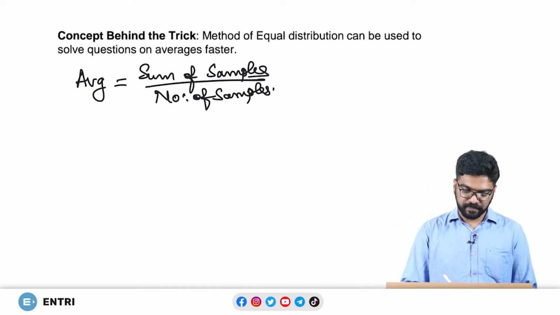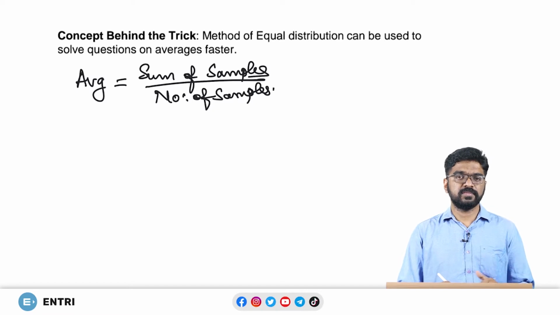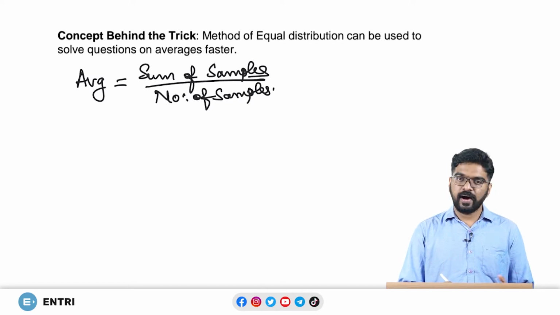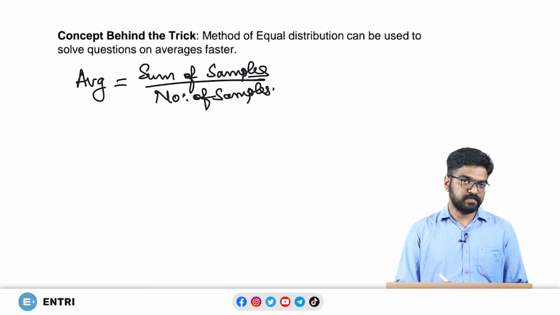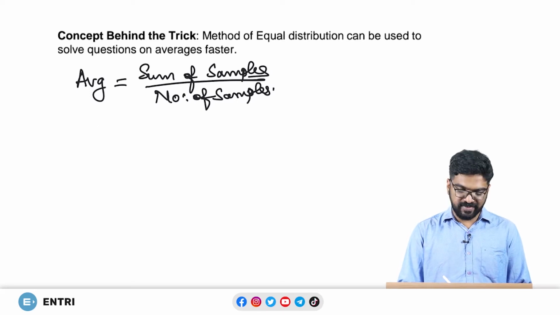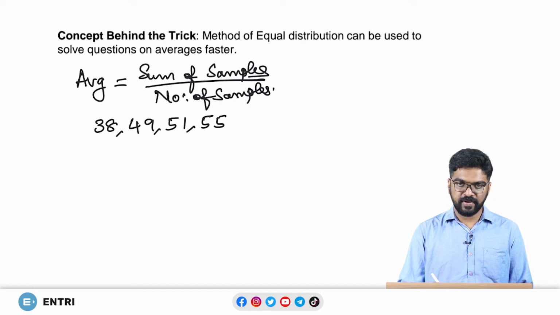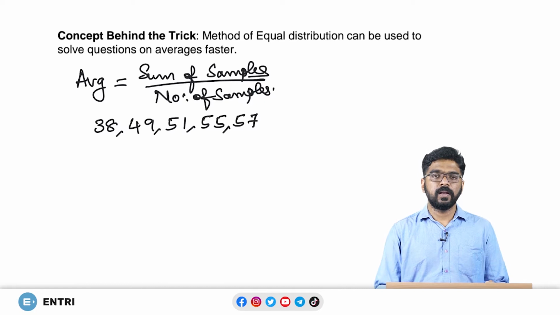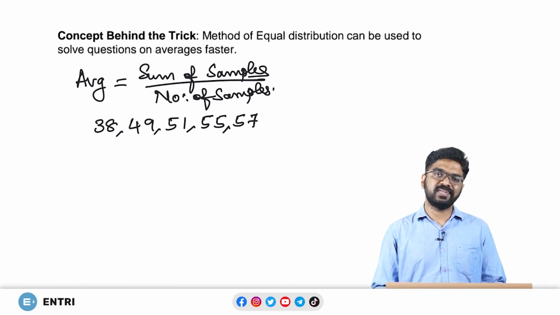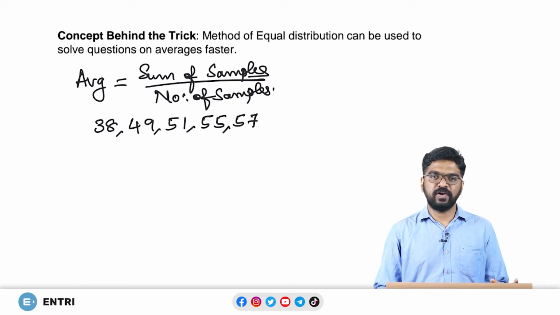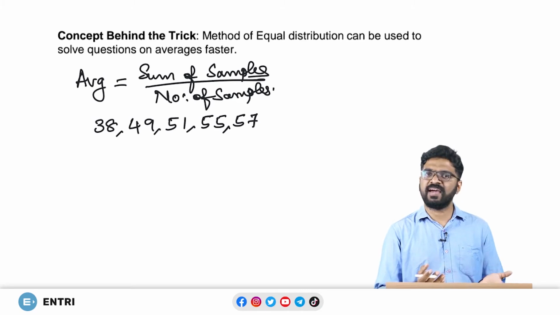Say suppose 5 different friends are having chocolates with them. Say one person is having 38 chocolates, another person is having 49 chocolates, another person is having 51 chocolates, fourth one 55, and the final person is having 57 chocolates. Now how will they equally distribute this? So what we are going to do here is we are going to find the average here.